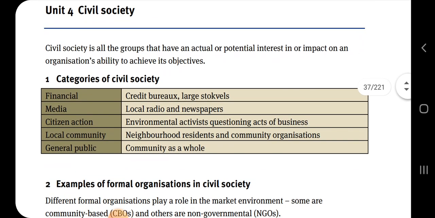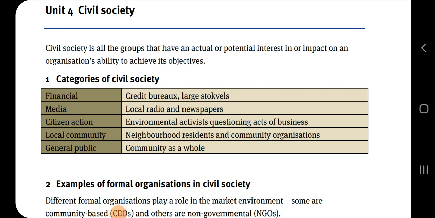And then number 4, we're going to talk about civil society. Now, civil society is all groups that have an actual or potential interest in or impact on an organization's ability to achieve its objectives. So anyone who could have interest in the business, even if that person does not buy, is regarded as part of civil society. So we have categories of civil society.